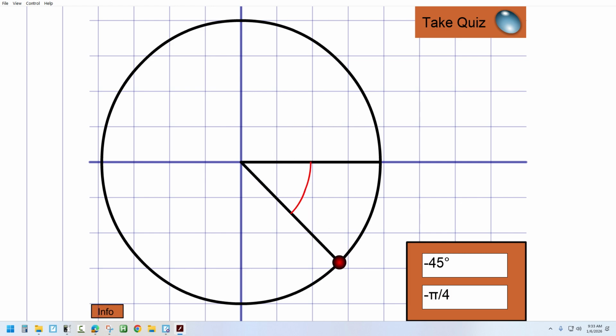Negative pi over 4. Sometimes because of rounding, the numbers look a little funny the way the computer's rounding them, but it's like if I go to negative 46, it also says negative pi over 4. That's not right. It just must be rounding it funny.